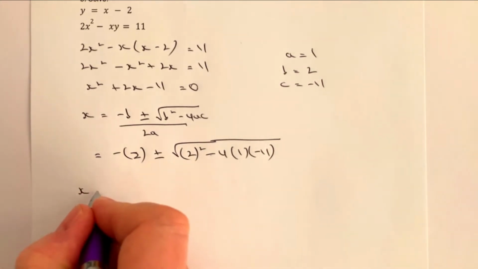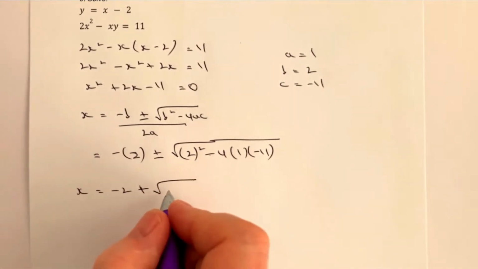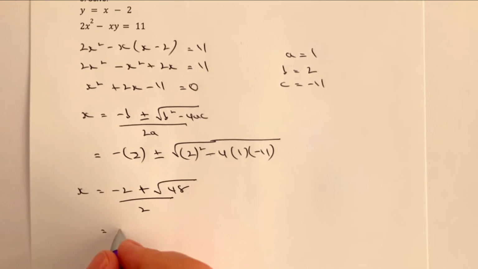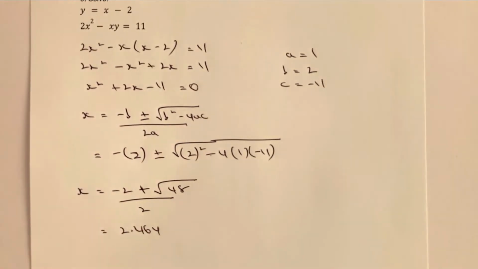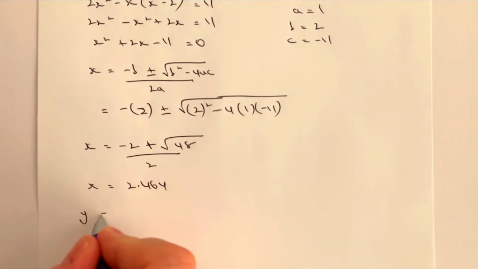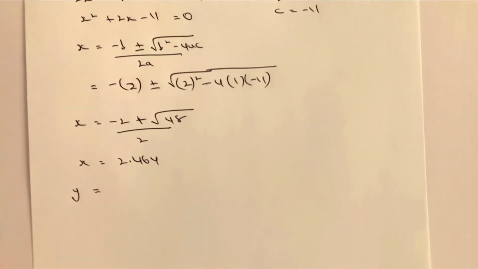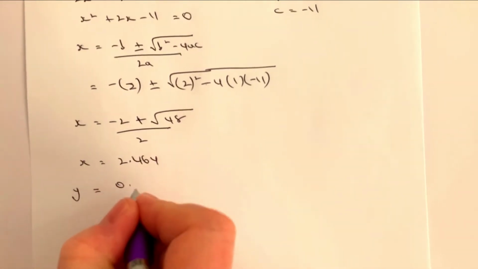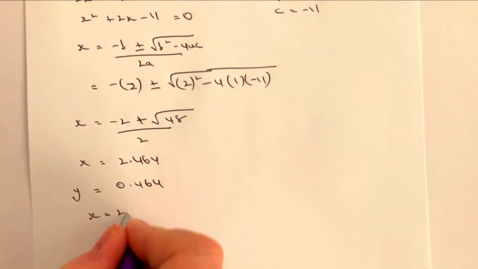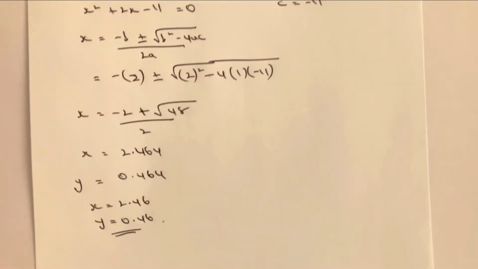So I've got my two values of x. I've got x equals minus 2 plus the square root of 48, all divided by 2. And when I calculate that out, I'm going to get x equals 2.464. Then I've also got my value of y. I'm going to substitute that, y equals x minus 2. That's fairly straightforward to do, so I can work out that y is 0.464. So again, to two decimal places, x equals 2.46 and y equals 0.46, and that would be the answer to the first part of it.